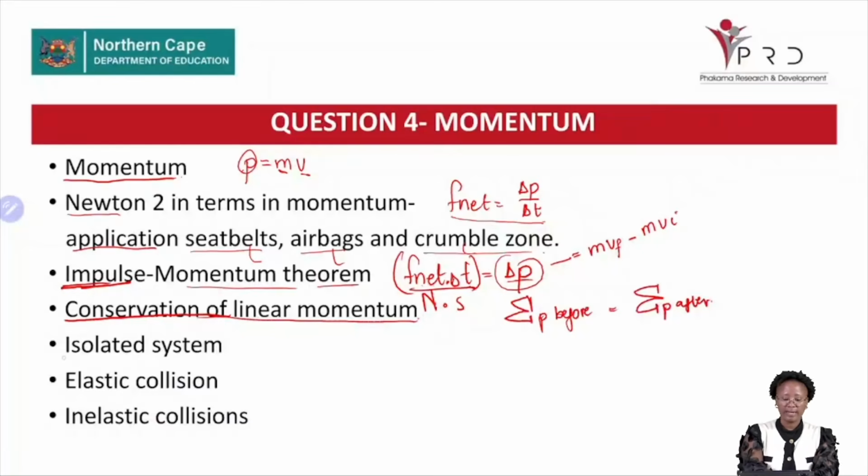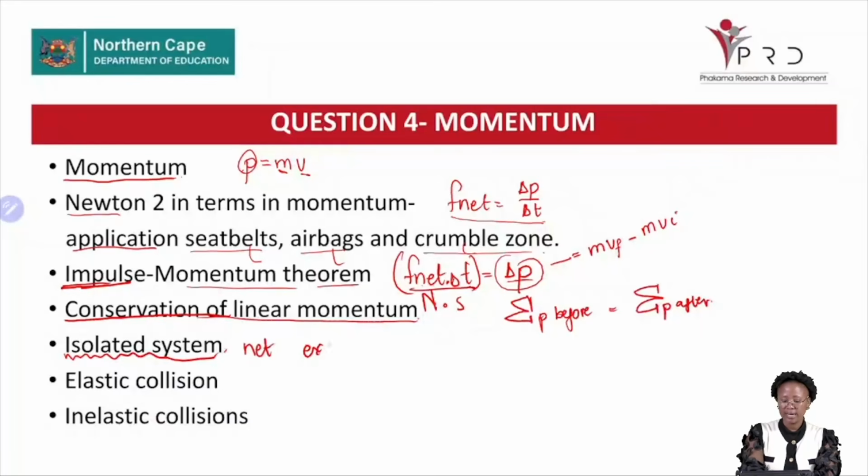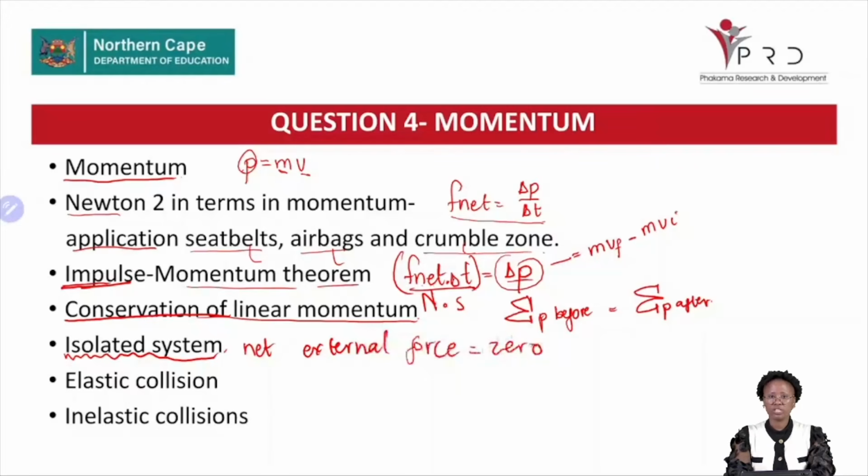Right. Now, another thing that we need to be able to define is isolated system. Remember, isolated system actually just means that the net external forces are equal to 0. The net external force is 0. All right. Equal to 0. That's what you just need to know.